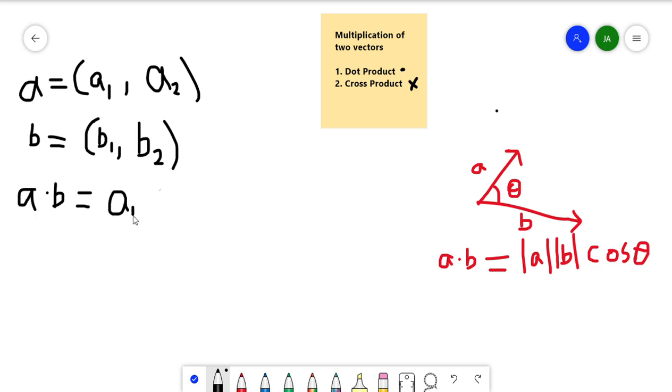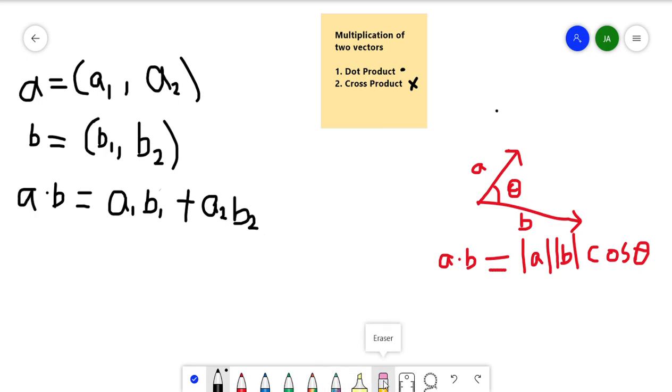A1 B1 plus A2 B2. So all we have to do is multiply their components together. Okay, so let's look at a practical example.